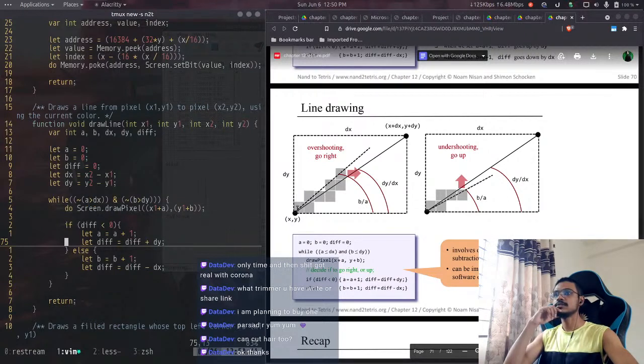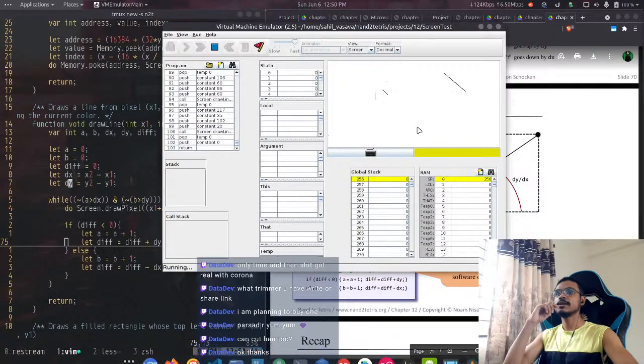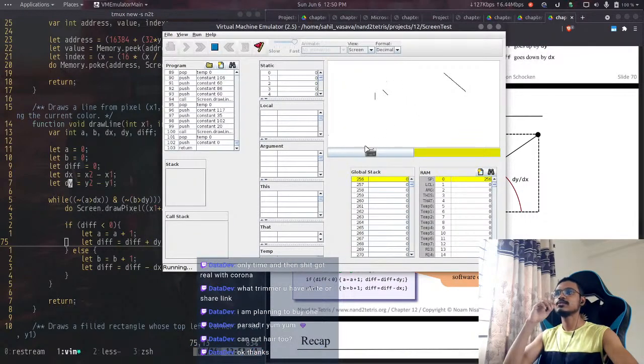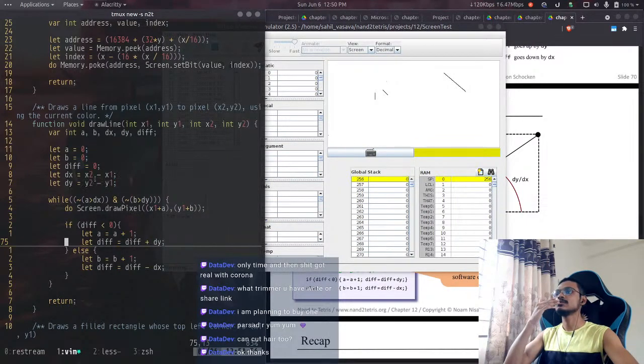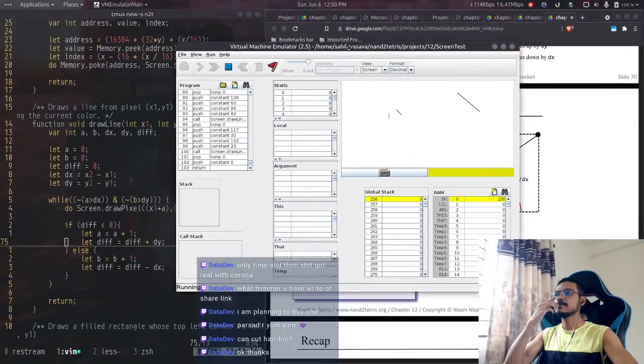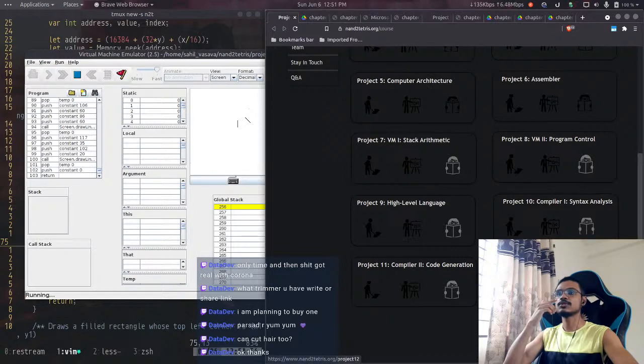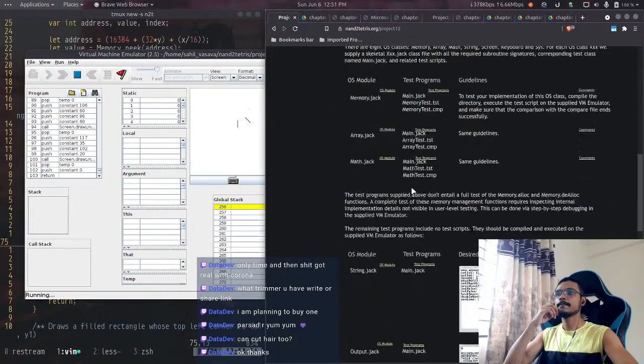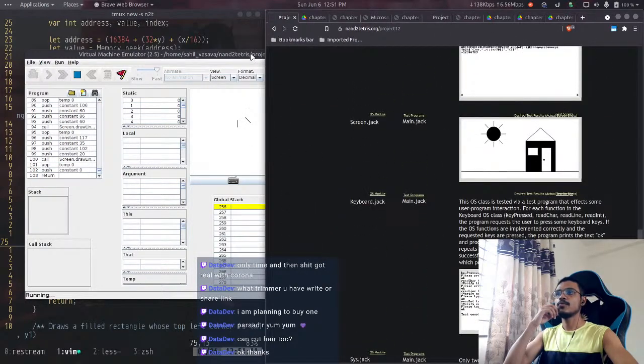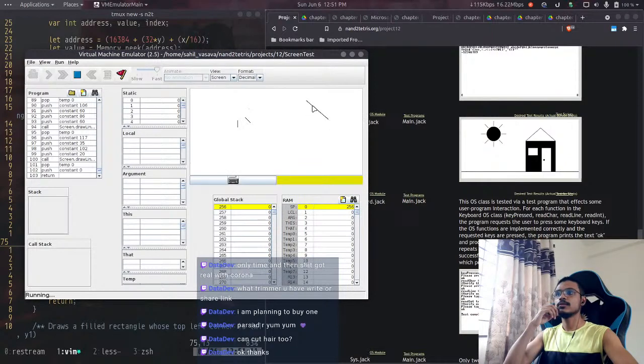In this direction y decreases, right? So dy, so that's why I'm getting this kind of line. Instead of drawing lines this way, I'm drawing it this way. This is the reason, I guess. Let me compare these lines with the project. Should be here. Okay, I think this line is correct.